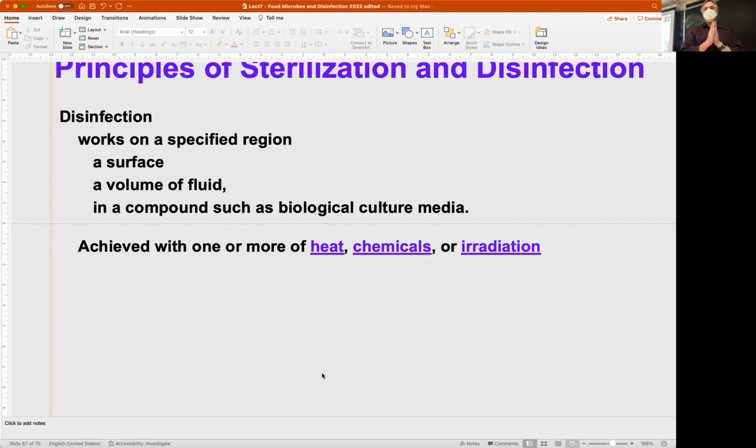And again, disinfection, you can disinfect a surface, you can disinfect a fluid, you can disinfect your culture media, and you can do this by heat, chemicals, or irradiation. There's 3 different ways of disinfection.